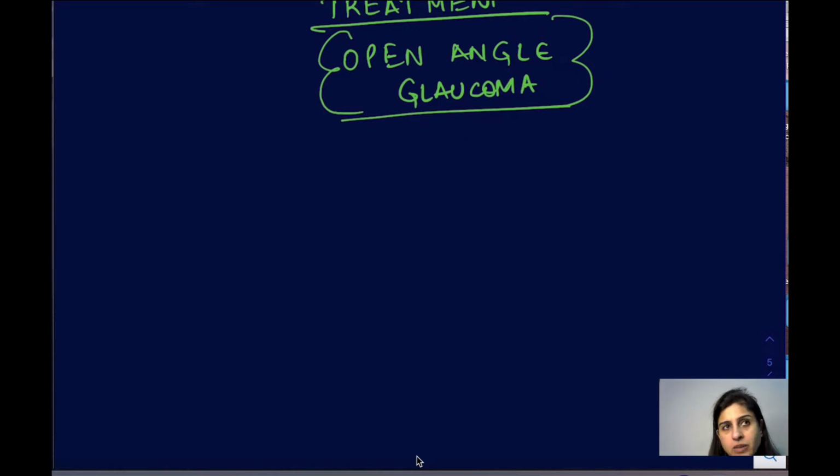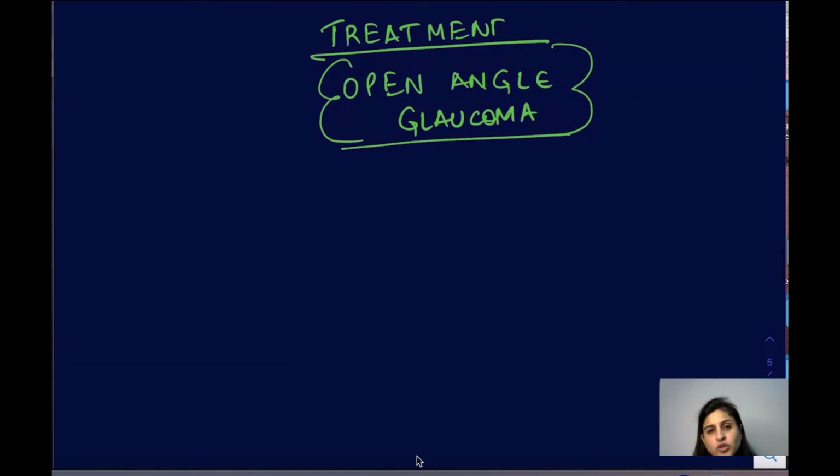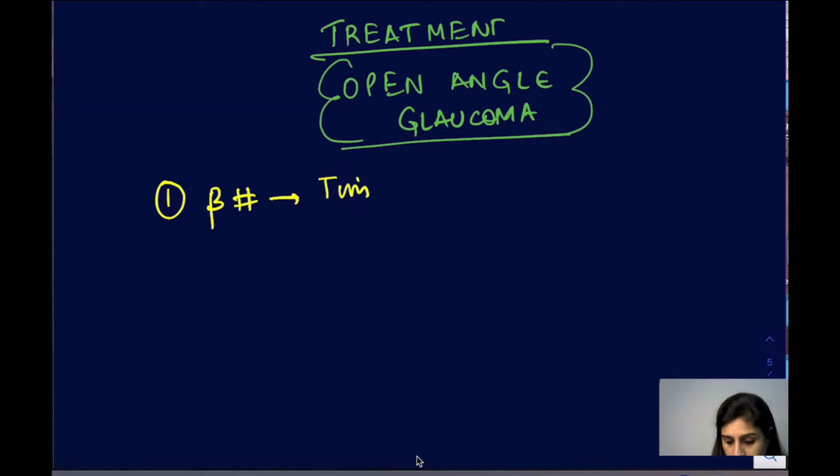glaucoma mainly the problem is with the trabecular meshwork. So the best way would be to find a way to decrease the synthesis. Okay, if you can decrease the synthesis of this aqueous humor, those drugs are going to be the best. So the first one we can talk about is beta blockers. We use topically applied beta blockers, not the systemic ones, which have fewer systemic side effects.